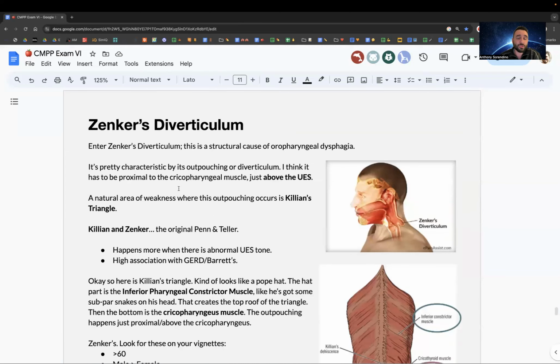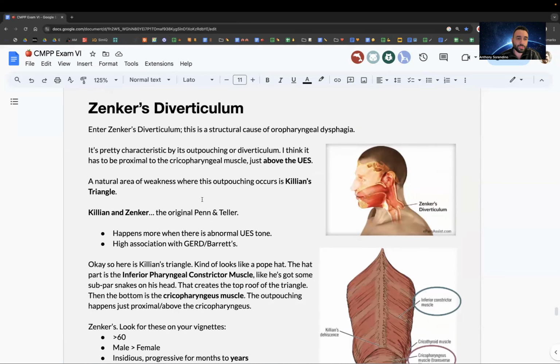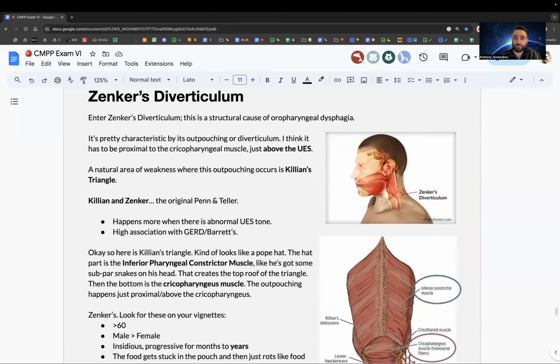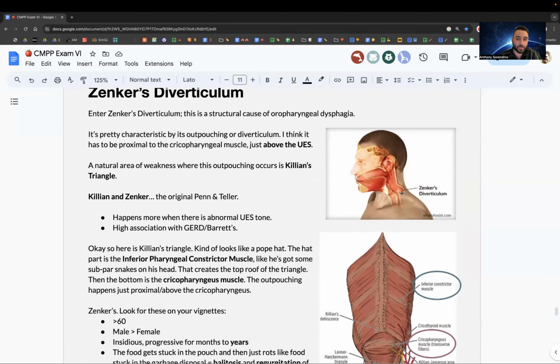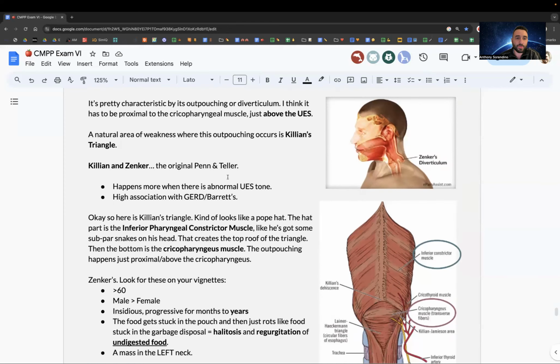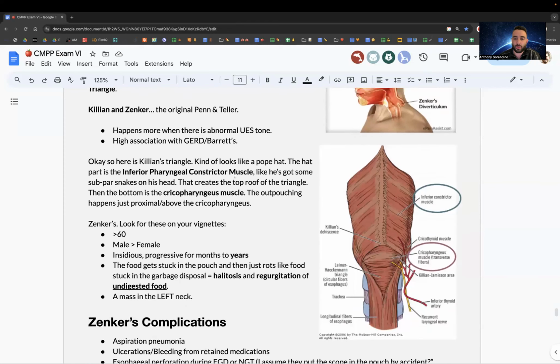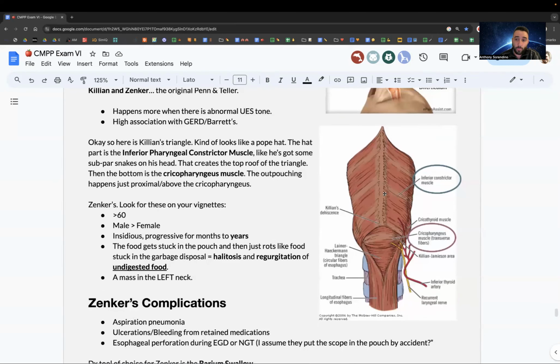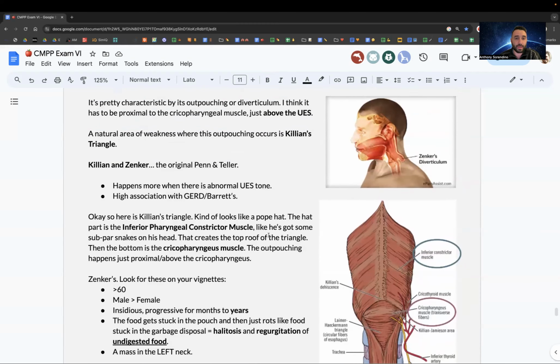But anyway, Zenker's diverticulum, this is a big one here. There's definitely going to be a couple of questions on this. The big thing here is the outpouching, and it has to be above the upper esophageal sphincter. And where this happens is something called Killian's triangle. This, which I think looks like a Pope hat, is called the inferior constrictor muscle, and just below that is the cricopharyngeus muscle. Right between there is where this outpouching is going to happen.